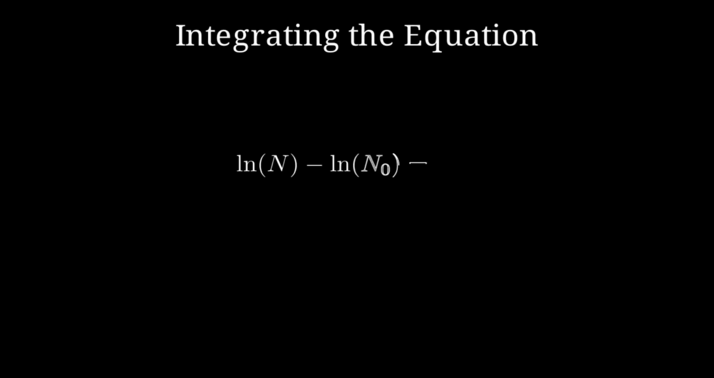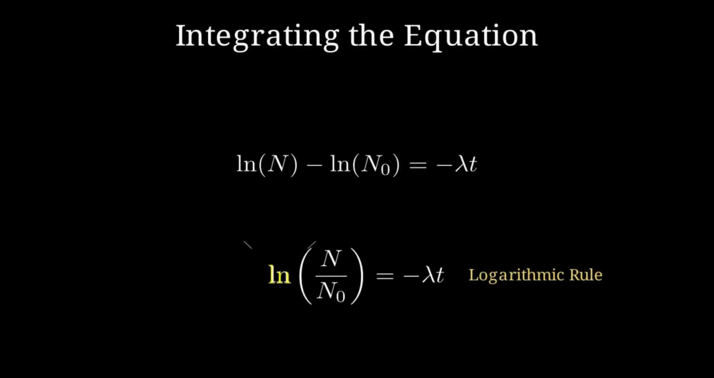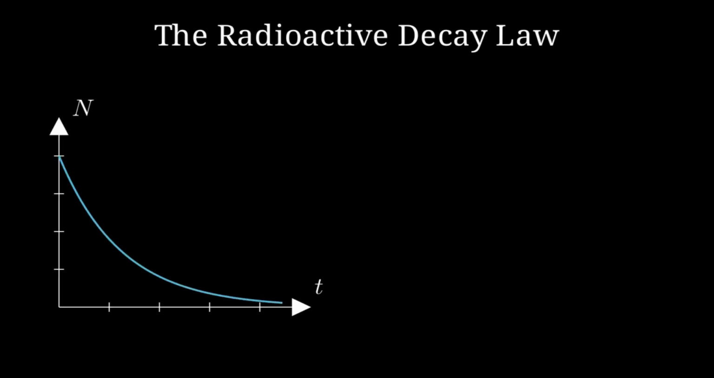The integral of 1 over N results in the natural logarithm of N. By applying our limits and using the properties of logarithms, we simplify the expression. We are now just one step away from the exponential form of the decay law. By taking the exponential of both sides, we arrive at the radioactive decay law.